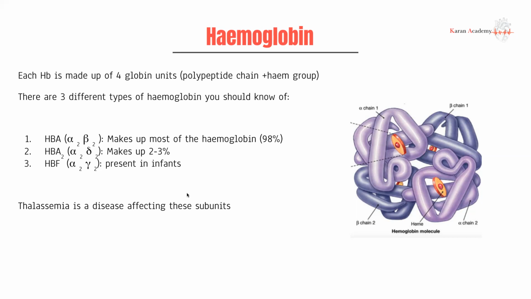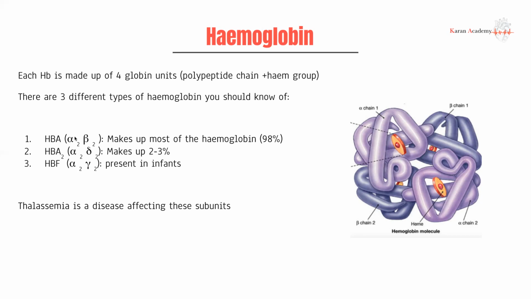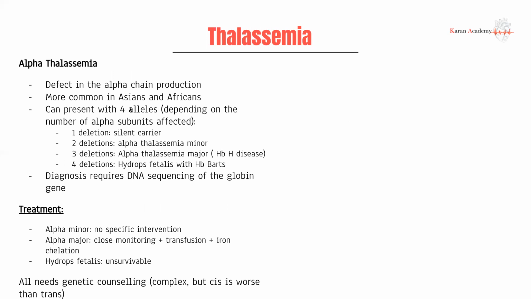Thalassemia is a disease affecting these subunits. So depending on which subunit is affected, we would call it a few different things. So with the thalassemia, we have alpha thalassemia and you have beta thalassemia. So with the alpha thalassemia, you are affecting the alpha subunit. So we have a genetic issue that affects the production of the alpha subunit. It's most common in Asian and African demographics, and it's easy to remember because alpha, Asian, African, and can present with 4 different alleles. So what I mean by alleles is possible combinations.